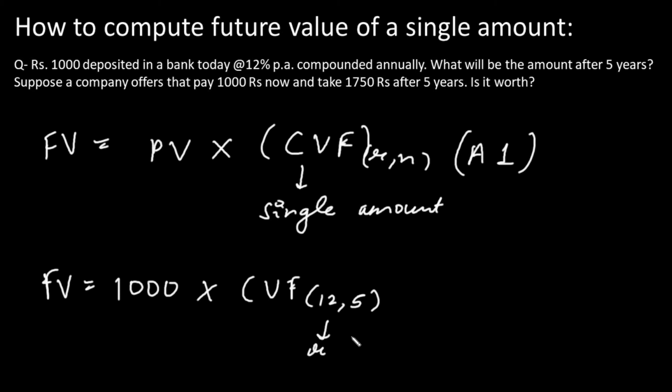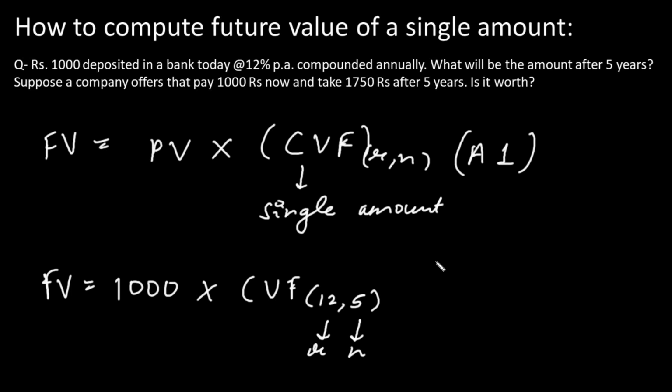This is the rate of interest and this is the number of years. So let's see how we will look into this in the table. So basically this is our table A1, right? And this is the CVF table. So here we have to see the amount at 12% and at 5 years. So basically this will be the amount. So the amount is 1.762.